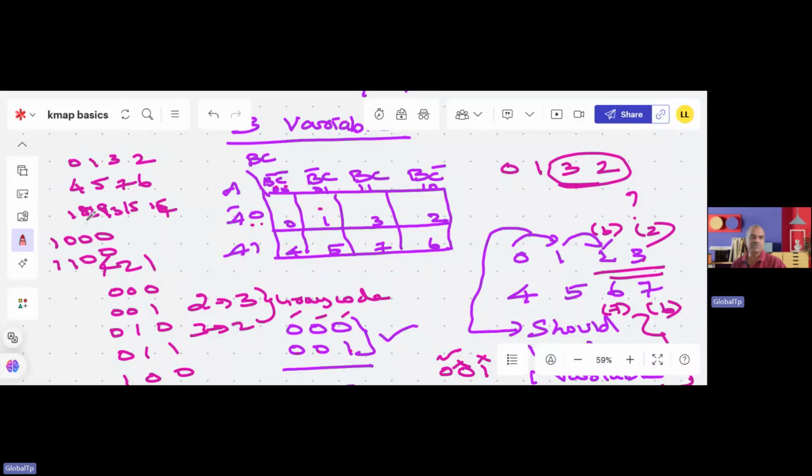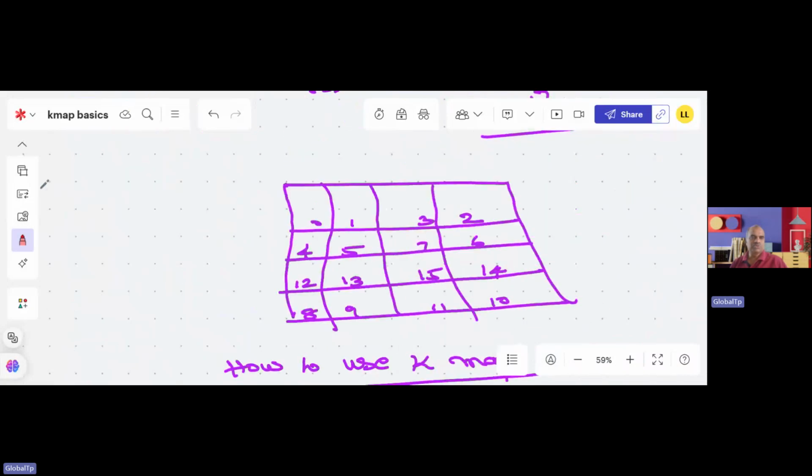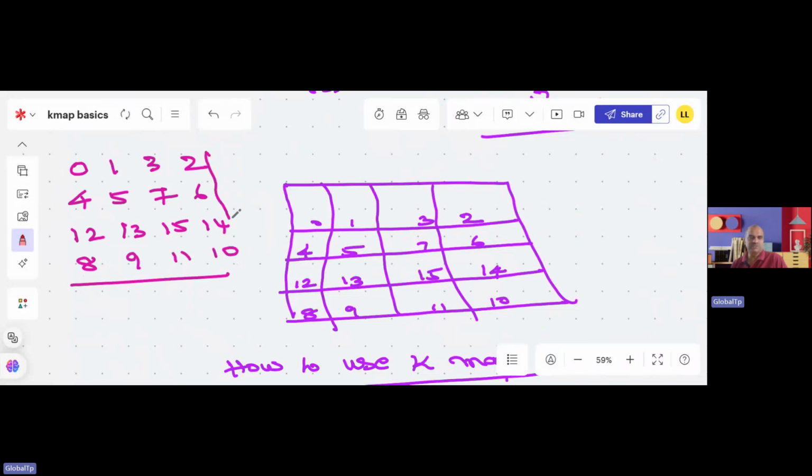Once again, this is confusing, so I will write it here. As per the logic, 0, 1, 3, 2 and then 4, 5, 7, 6, and then after that you are getting 12, right? 12, 13, then 15 and 14, and automatically 8, 9, 11 and 10 will come here. This is how a Karnaugh map is written. This is the logic.